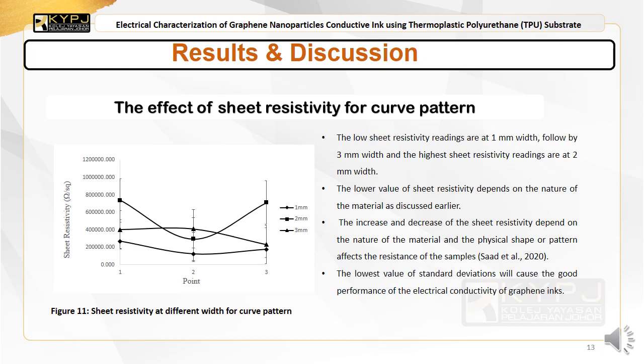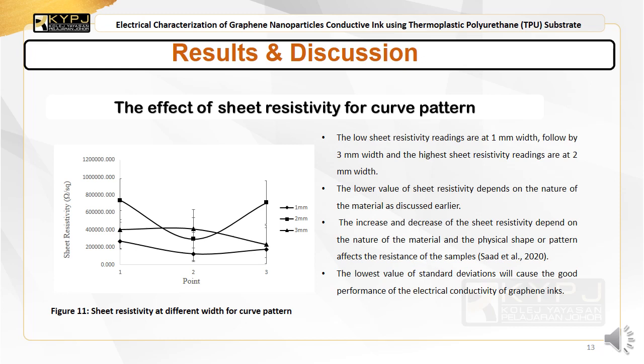Figure 11 shows sheet resistivity for different widths of curve pattern. By referring to the figure, the low sheet resistivity readings are at 1 mm width, followed by 3 mm width, and the highest sheet resistivity readings are at 2 mm width. The lower value of the sheet resistivity depends on the nature of the materials as discussed earlier.